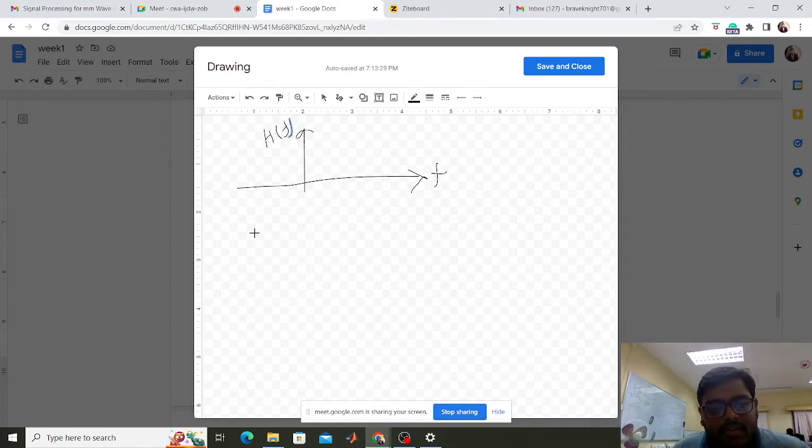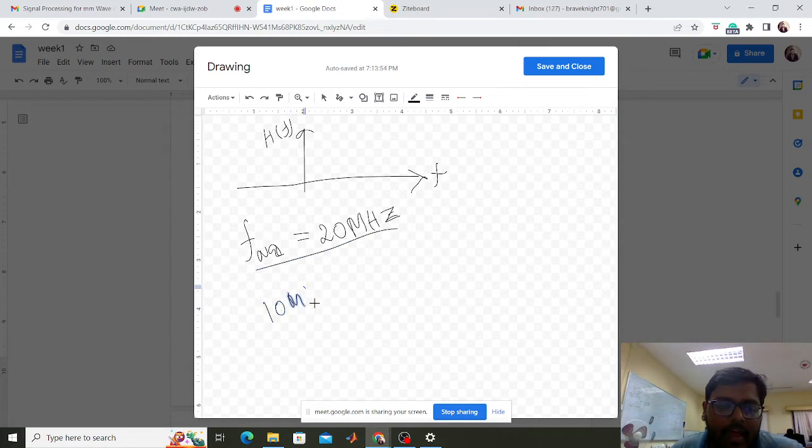So what is mentioned here? The Nyquist frequency is 20 MHz. This is the Nyquist sampling rate. So what is the signal bandwidth? This is 10 MHz. I am talking in the baseband sense here.